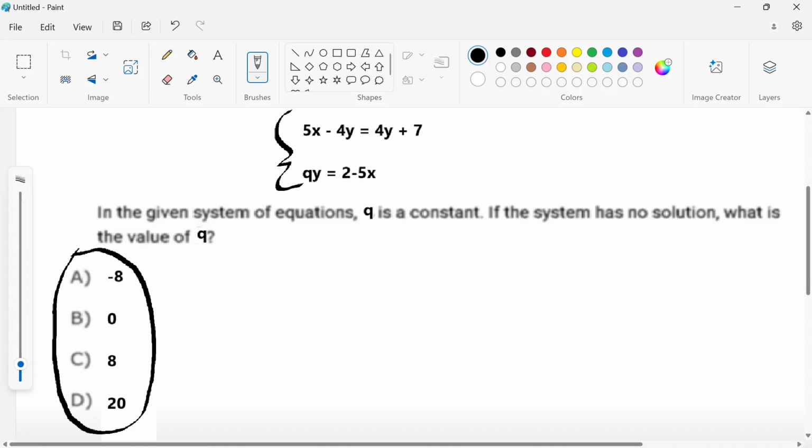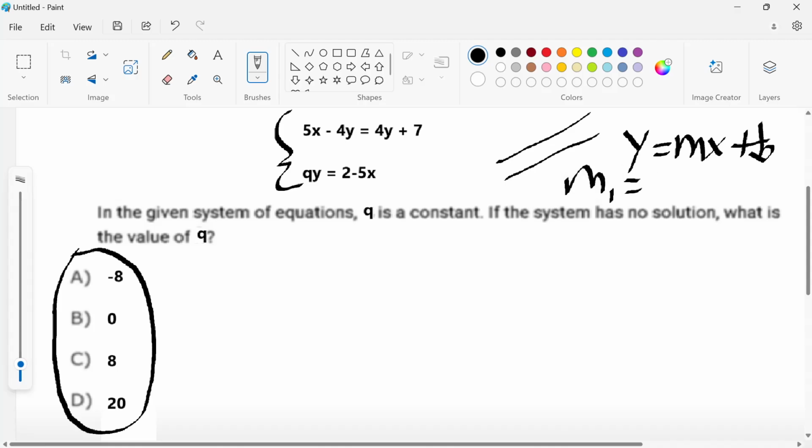And it says if the system has no solution, well, these are both lines. When lines have no solution, they're parallel. In the equation y equals mx plus b, m1 equals m2. The slopes are equal. The b's, b1, does not equal b2. Because if the slopes and the y-intercepts are equal, it's the same line, and then it has infinite solutions. But I don't even have to worry about that. All I have to know is linear equations.